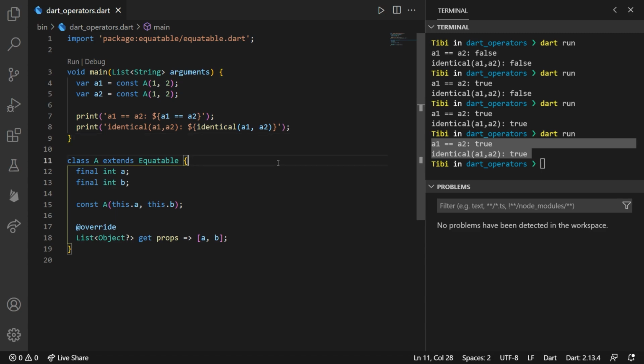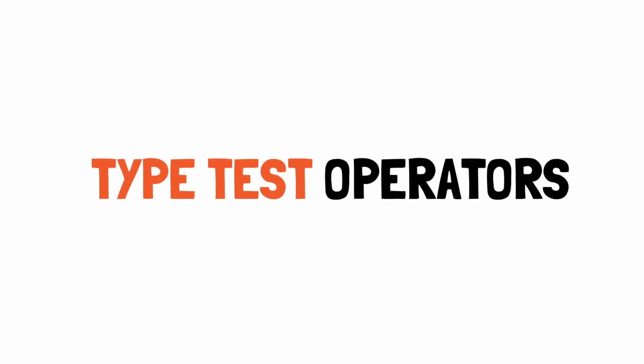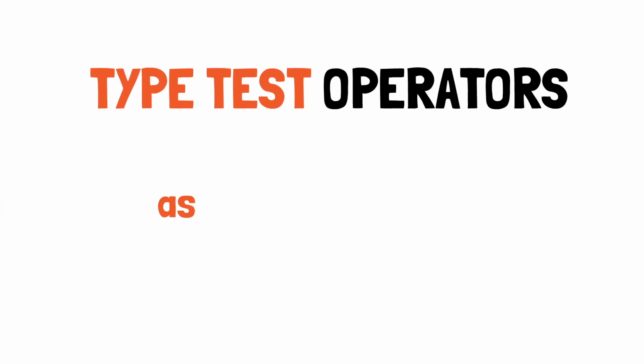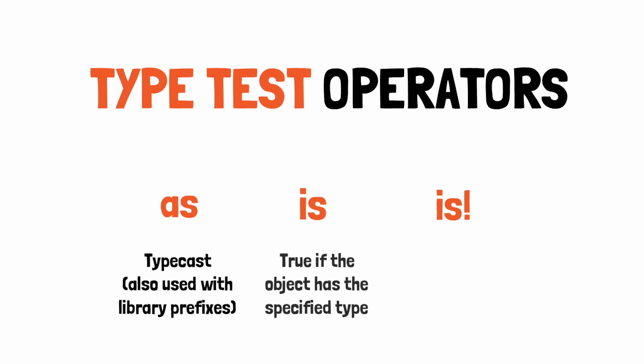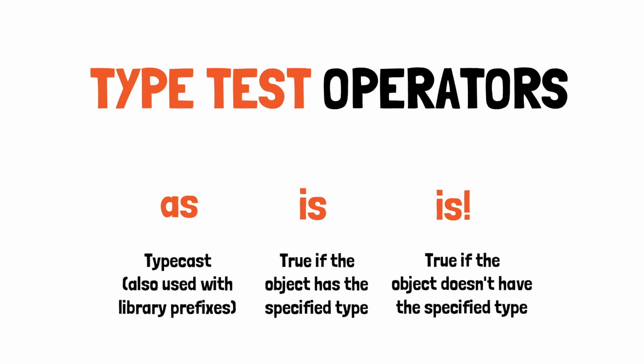Having said this, I hope you understood how Dart compares objects by default and how you can override the equal operator in order to compare your objects field by field. It's now time to move to the next category, the type test operators. This is a really important one, so make sure you pay as much attention as possible. There are 3 operators in this section, and all are equally as important. So let's cover each one of them right away.